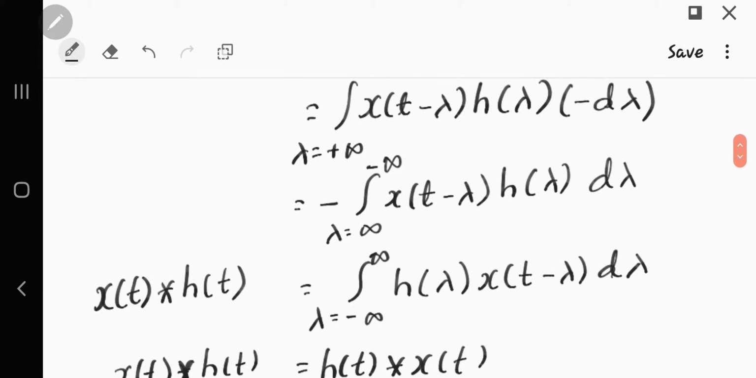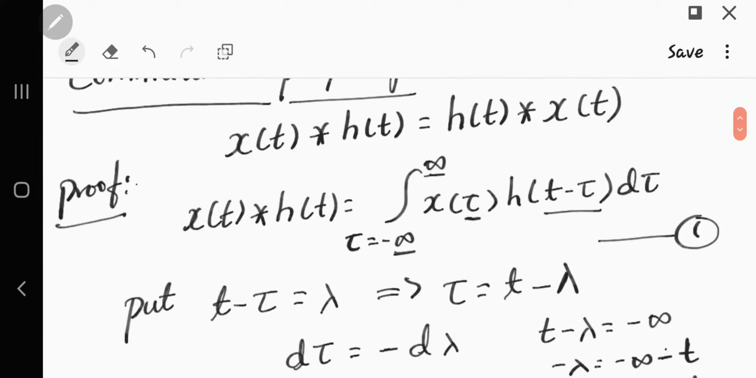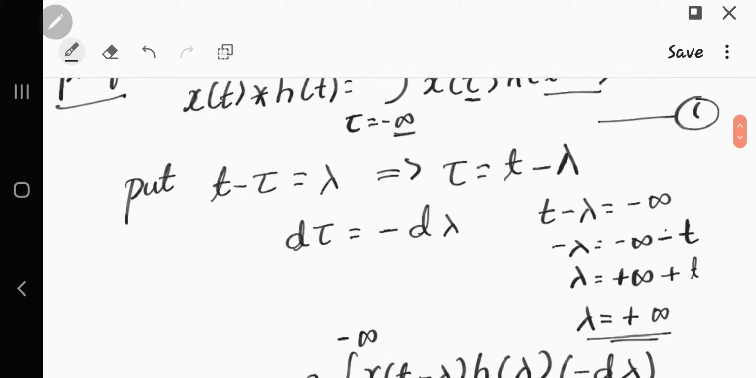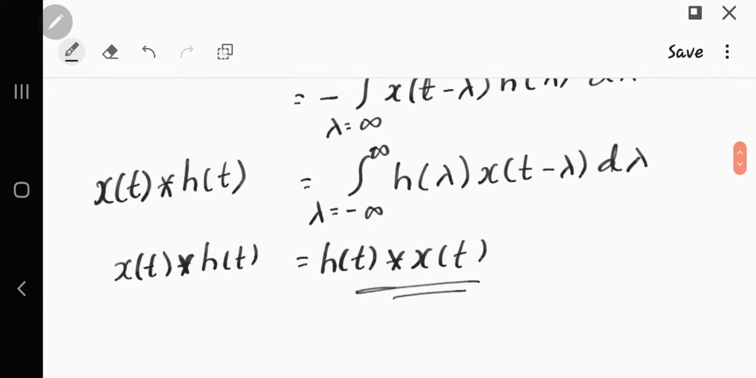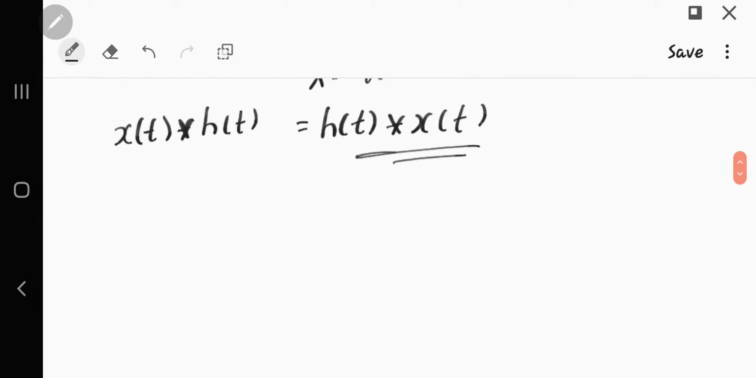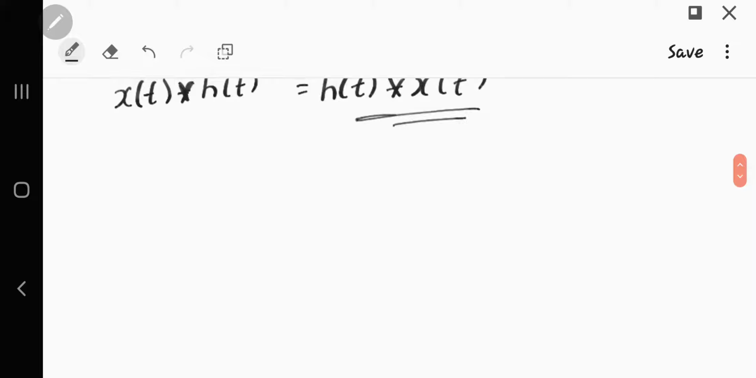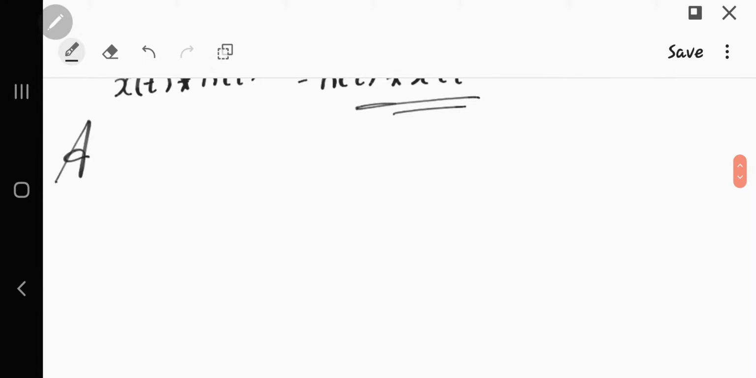Now you can verify this. We have the same limit, lambda, h of lambda, x of t minus lambda, d lambda. Have a look at the expression tau, x of tau, h of t minus tau, d tau. It is similar to the expression of the convolution integral, so you can write it this way. Hence the commutative property is proved. Let's take the next one, that is the associative property.